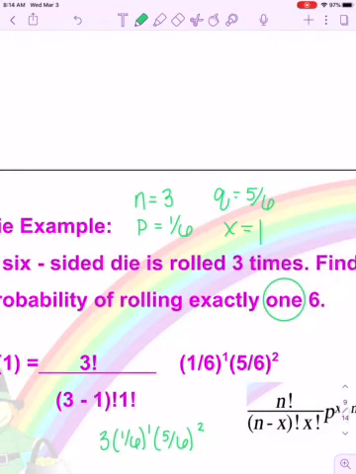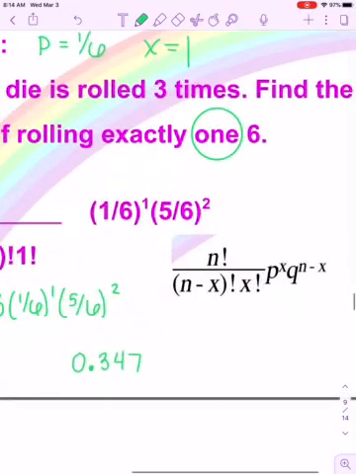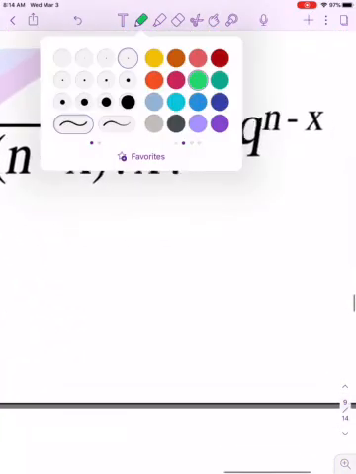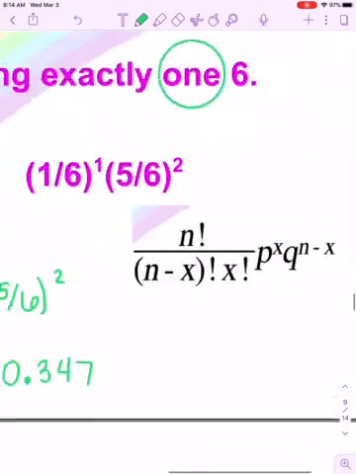I want to have a successful trial once. I want to know what the probability is of only getting that success 1 time. So that means that I have all of my variables for this formula.